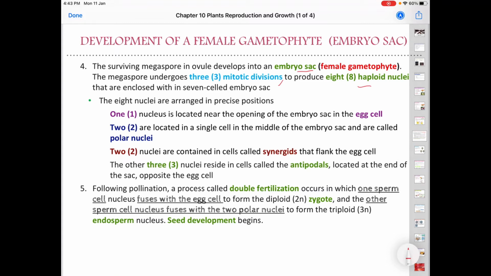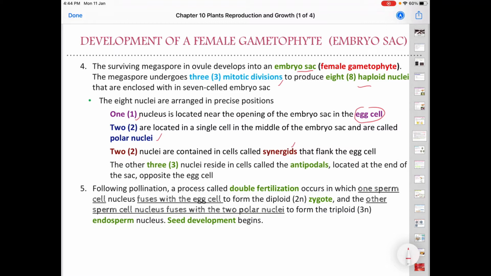These 8 cells are forming: one located near the opening of the embryo sac, which we call the egg cell. 2 will form the polar nuclei. Another 2 will form synergid cells which flank the egg. And the 3 nuclei will reside in cells called the antipodal cells, which are located at the end of the sac, opposite the egg cell.